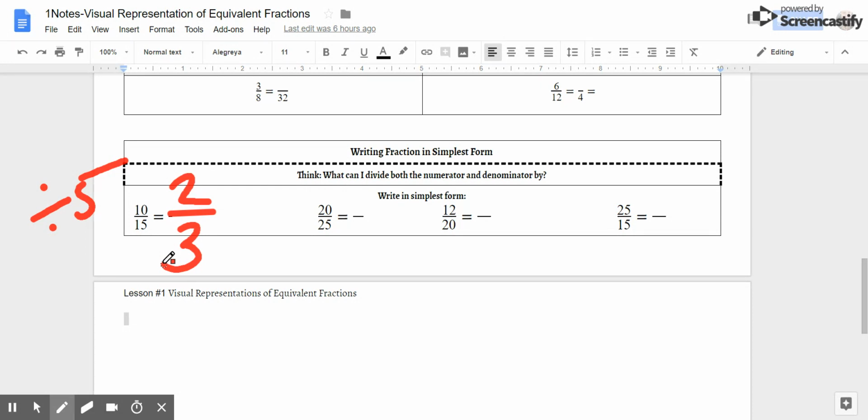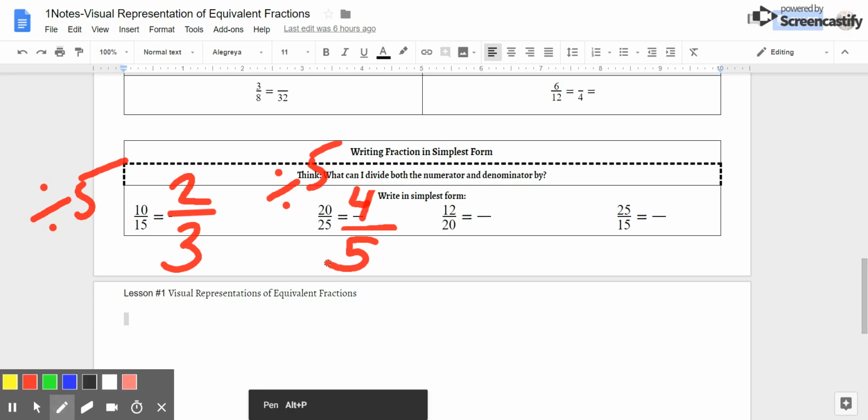Let's look at the next one. What can I divide both 20 and 25 by? They are both divisible by 5. So 20 divided by 5 is 4. 25 divided by 5 is 5. So you can hit pause and do the You Tries at the top and also the simplest form, and then I'll come back with the answer. So hit pause. Okay, let's see how we did.